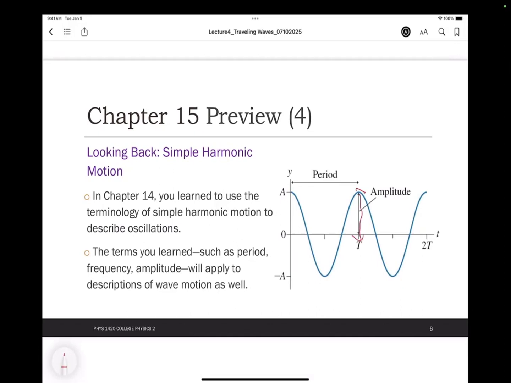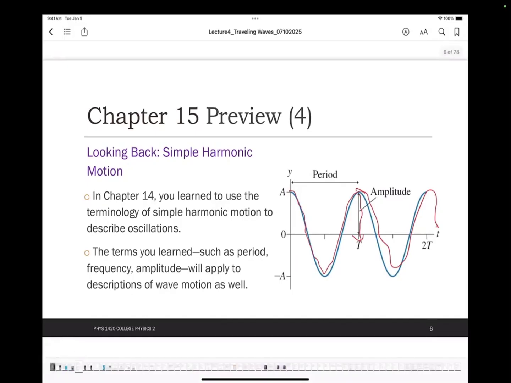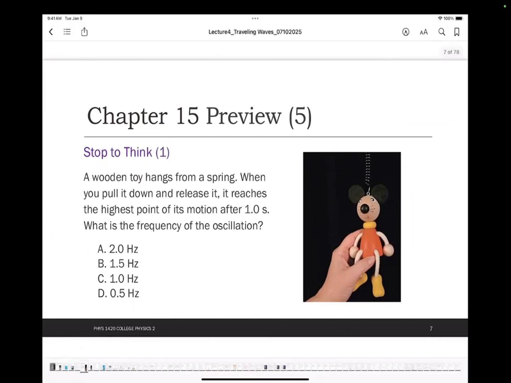And will apply to description of wave motion as well. You can see it's just similar to a wave, am I right? So what we have already learned in chapter 40 also can be used in chapter 50. Happy, am I right? Okay, we don't need to get used to so many new things. Before we talk about the traveling waves, there is a question.